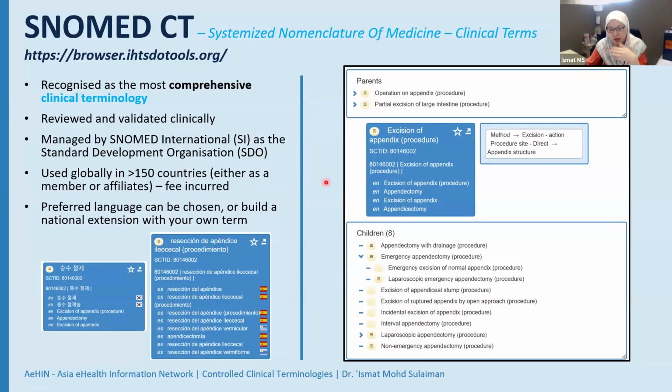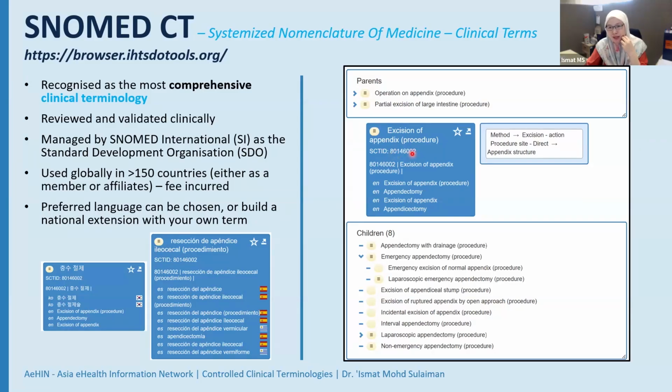Choose an international or one of the national extensions. And if you look here, you can choose one concept, one disorder that you want to explore. Here, the first part is where the concept is, right? So the concept here is called excision of appendix. That is the term that represents this concept. An excision of appendix is a procedure, right? And each of these concepts is represented by a unique ID, right?